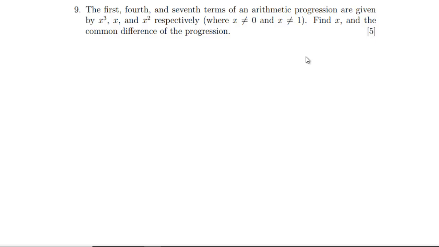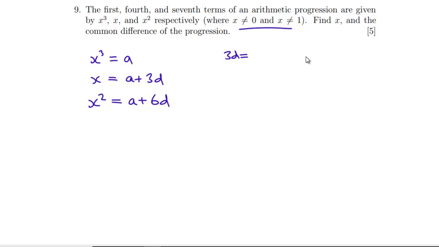The first, fourth and seventh terms of an arithmetic progression are given by those things. Find x and the common difference. Right, so we've got x cubed is equal to a. That's the first term. Then what was it? The fourth term is, so x is a plus 3d. And then the seventh term, x squared, is a plus 6d. So we can't have either of those. So we got 3d, that's equal to x minus a, which is equal to x minus x cubed. Okay, and that is also going to be equal to, what else do I need to do with this?